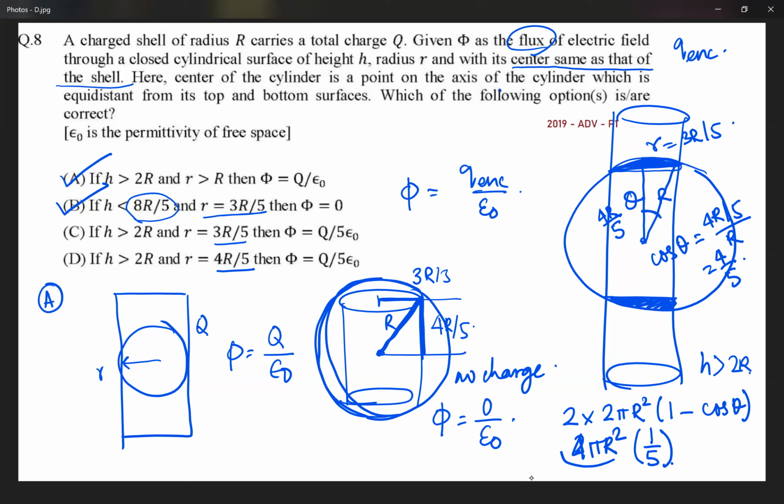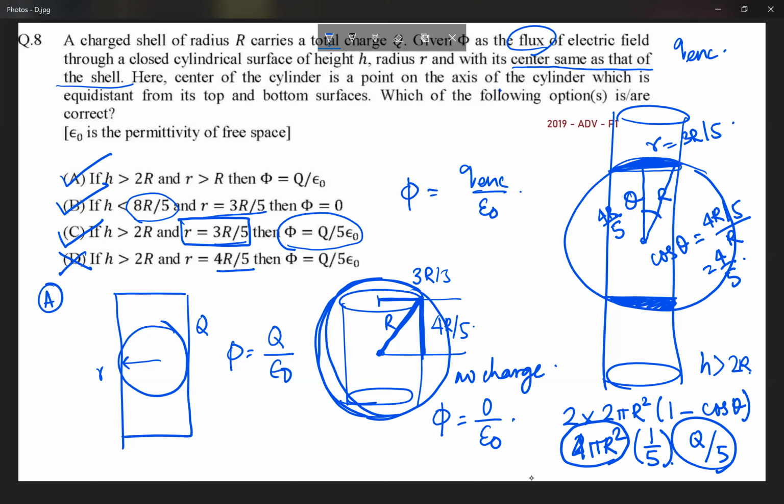What is the charge enclosed on 4 pi R square? 4 pi R square is the area of the total sphere. So the charge enclosed on that will be equal to Q. So the charge enclosed in both of these caps together is just equal to Q divided by 5. So yes, if r is equal to 3R by 5, the flux enclosed through the cylinder will be equal to Q by 5 epsilon 0, which means that option D is wrong.